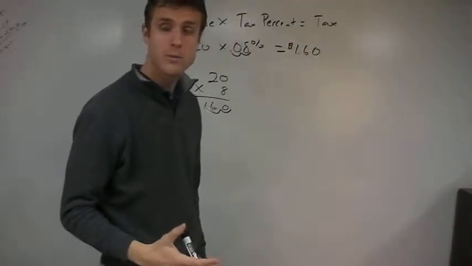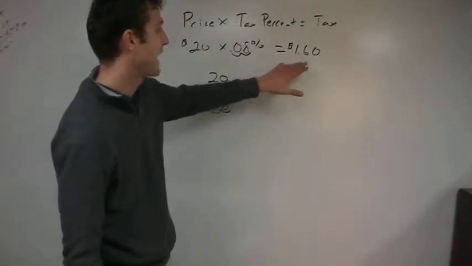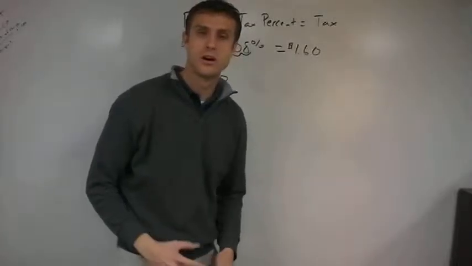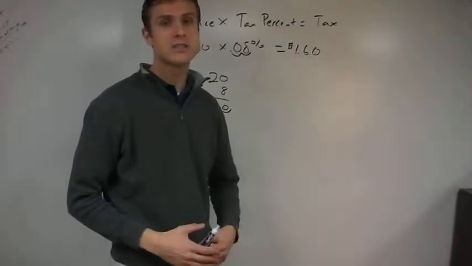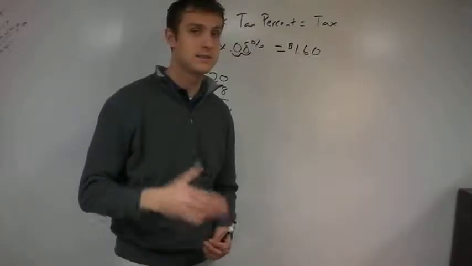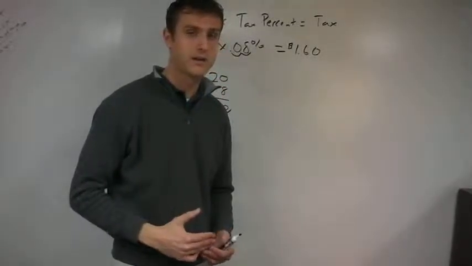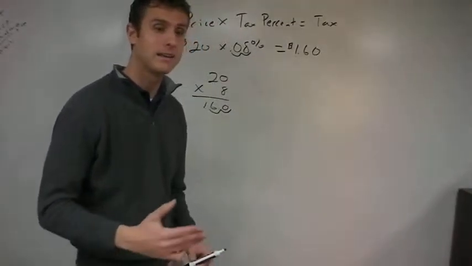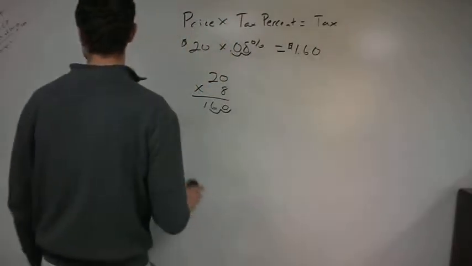If I want my total price, I'm going to have to add this amount to my original dollar amount. So I would pay $21.60. Remember, with discount, it's the opposite. Since it's a discount, I'm going to subtract from my original amount to find out the amount I pay. For tax, I'm paying extra, so I'm adding to my original amount.